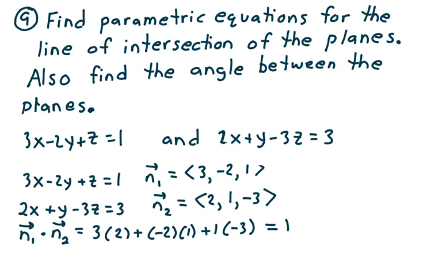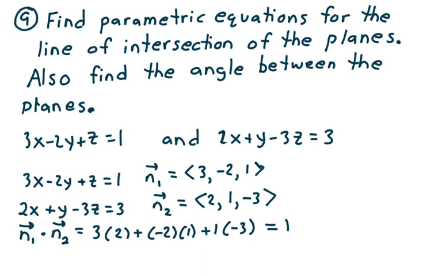Now, the planes that we're going to look at are 3x minus 2y plus z equals 1 and 2x plus y minus 3z equals 3. For the first plane, 3x minus 2y plus z equals 1, n1 is equal to the vector 3, negative 2, 1. For the plane 2x plus y minus 3z equals 3, the normal vector n2 is equal to 2, 1, negative 3. Now remember, we're looking for the angle first, and then we'll find the line of intersection.